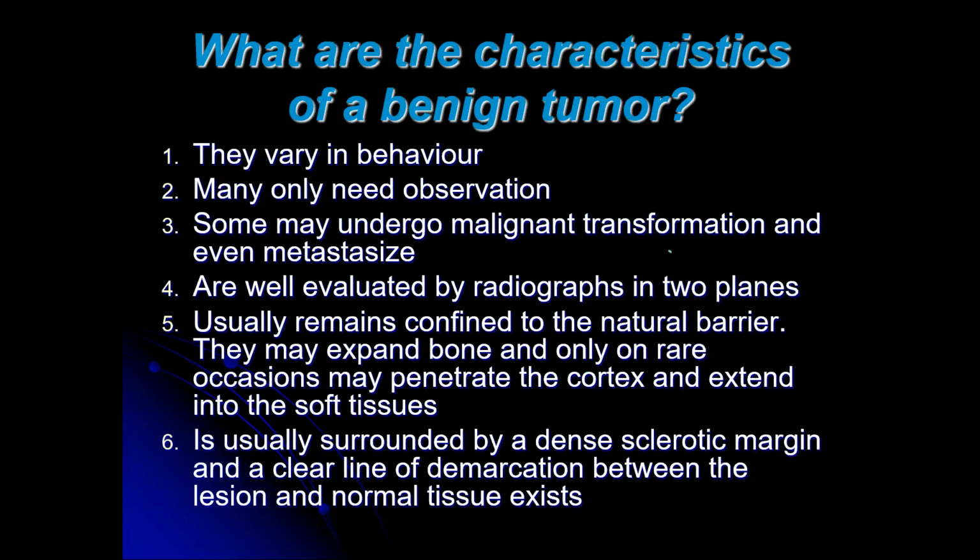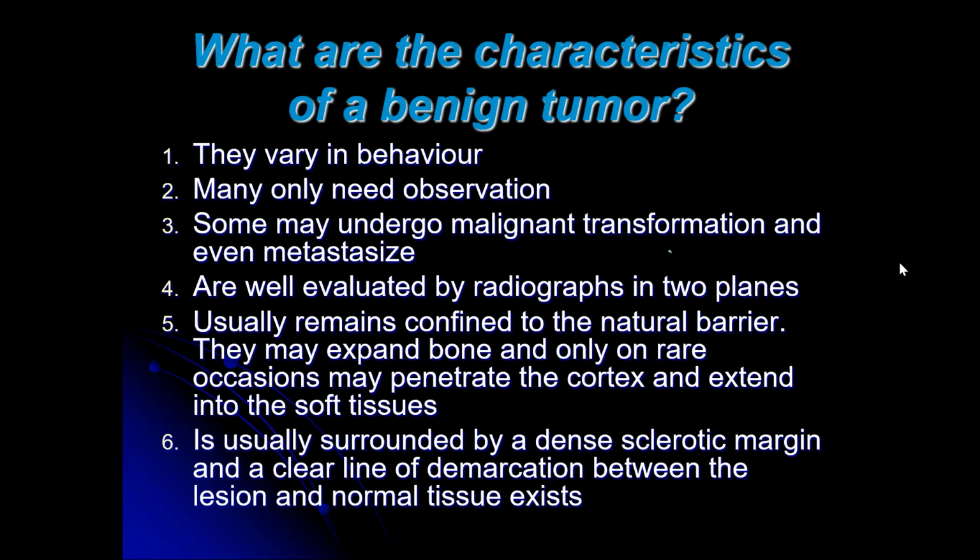What are the characteristics of benign tumors? They vary in behavior. Many only need observation. Some may undergo malignant transformation and even metastasize. They are well evaluated by radiographs in 2 planes. It usually remains confined to the natural barrier. They may expand bone and only on rare occasions may penetrate the cortex and extend into the soft tissues. It is usually surrounded by a dense sclerotic margin and a clear demarcation between the lesion and normal bone.